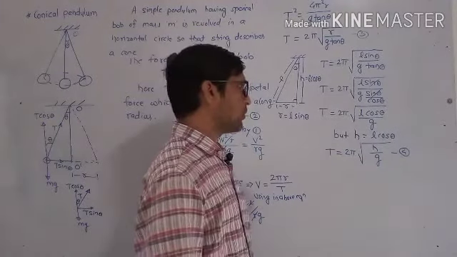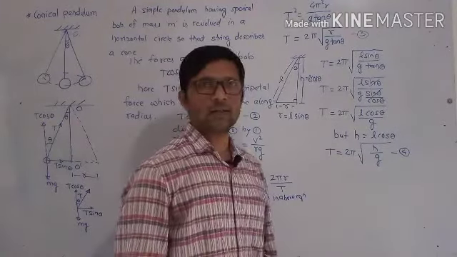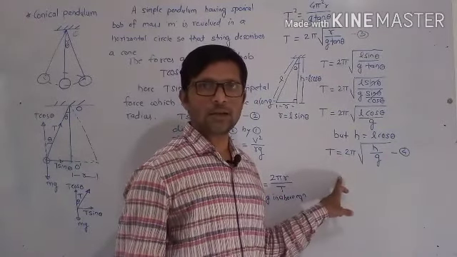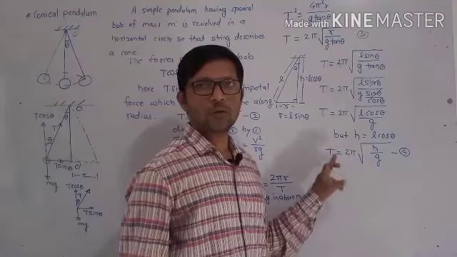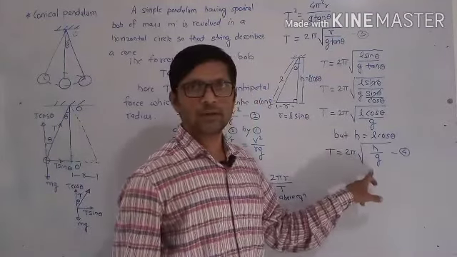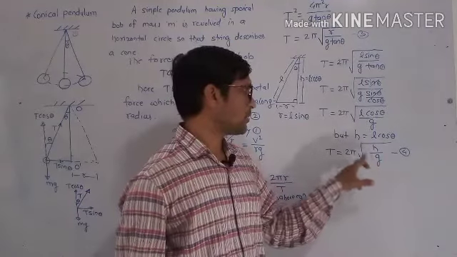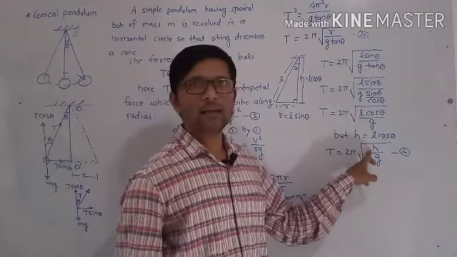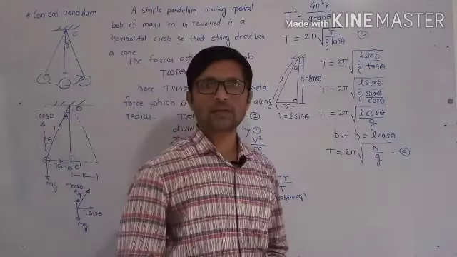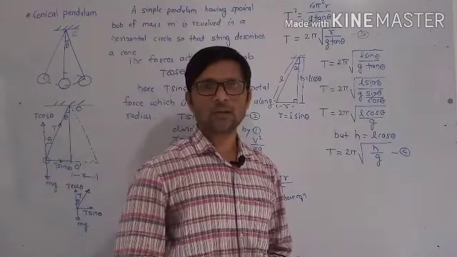So this is your expression number 4. T is equal to 2 pi under root h by g. This is the expression for the time period of a conical pendulum. g is constant, 2 pi is also constant. By knowing h, you will get the value for the time period of a conical pendulum.